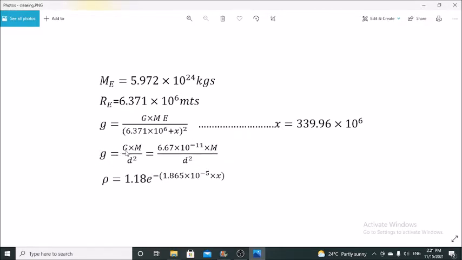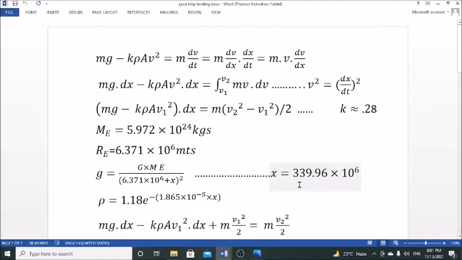G equals big G, which is the universal gravitational constant, times the mass of the planet, whatever it is, the Earth, the Moon, or whatever planet it is, over the square of the total distance between the centers of the two bodies. Consider x. Why have I started with this x? This x is the neutral point between the Earth and the Moon, where the acceleration of gravity is literally equal to 0.